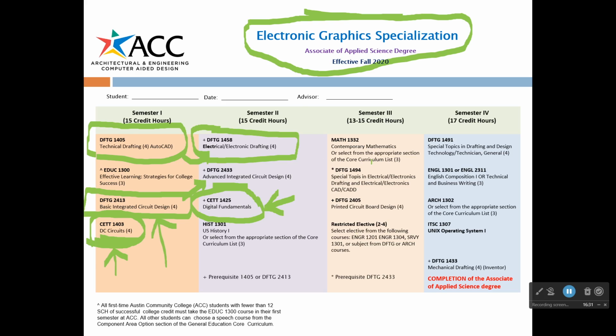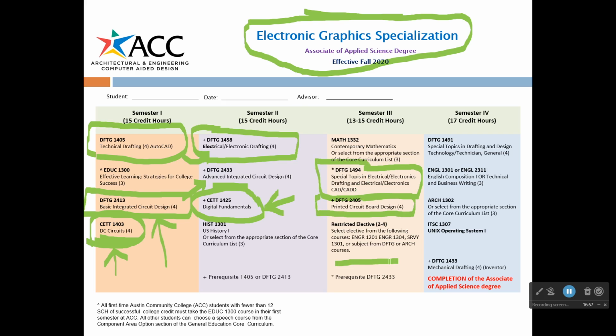And then as you get further into it, we let you choose from some courses that you might take. For example, you get over here, you've got IC3, which is 1494. It's not an option. You have to take it. And 2405, which is printed circuit board, that's required.